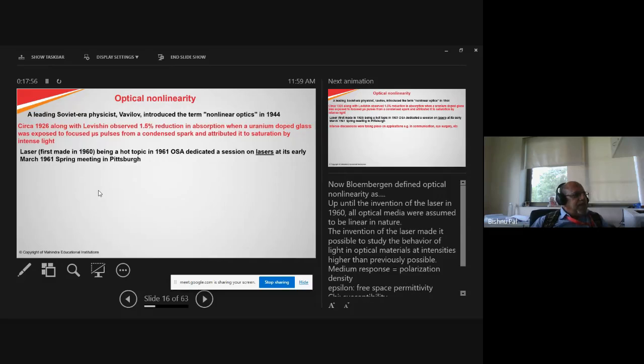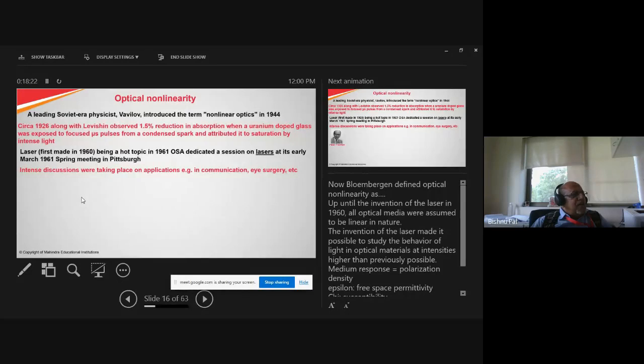Laser, first made in 1960, as you heard from Professor Ghatak's lecture too, was a hot topic in 1961. The following year, the Optical Society of America dedicated a session on lasers at its early March 1961 spring meeting in Pittsburgh. Intense discussions were taking place during the meeting on how to use it in communication, and how to use it in medical engineering like eye surgery, etc.